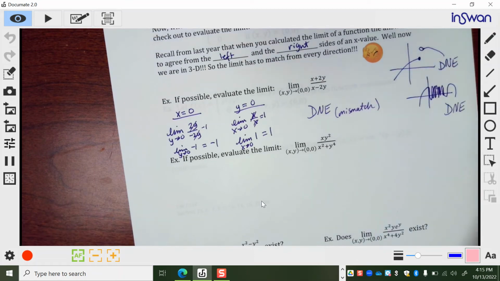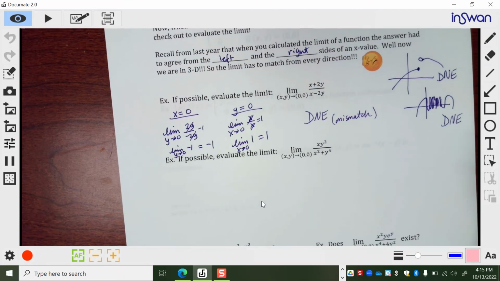So along different curves or different directions per se, my answer was different. So let me see if I can show you and explain that to you on the picture here.